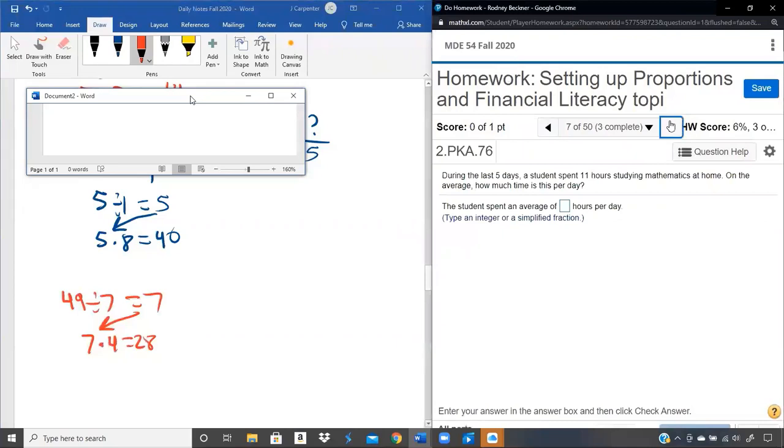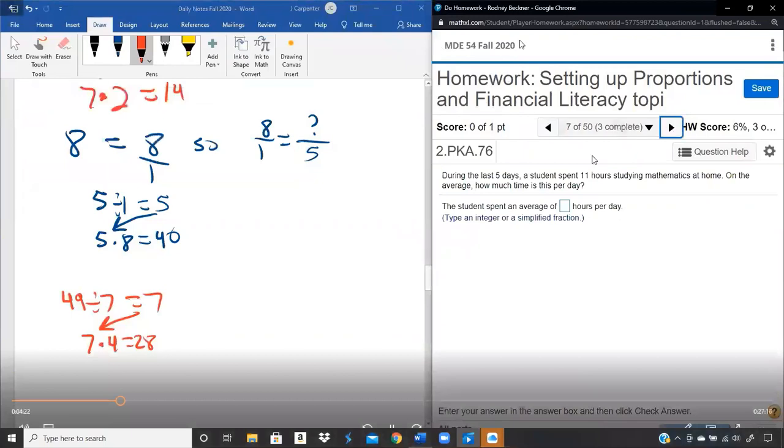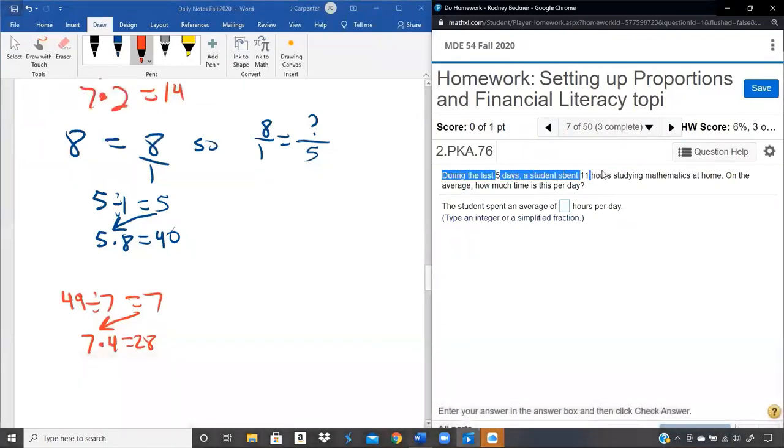All right, during the last 5 days, a student spent 11 hours studying mathematics at home. This student sounds like they were in both MDE 54 and Math 154, because you're supposed to be spending 6 hours a week for every 3 credit hours. That's 6 hours studying, homework, whatever.